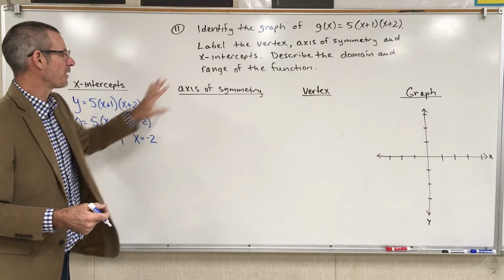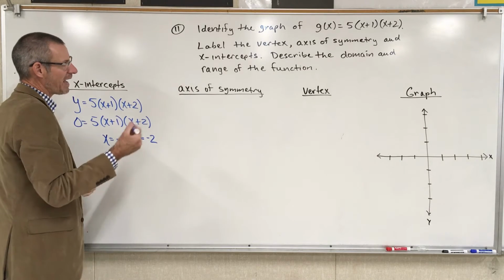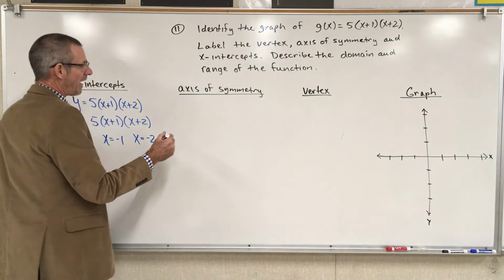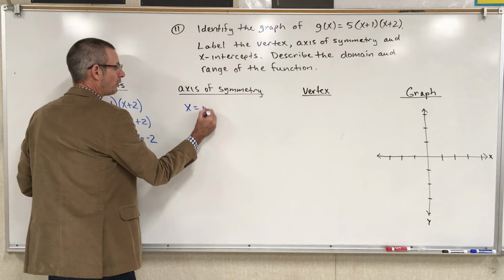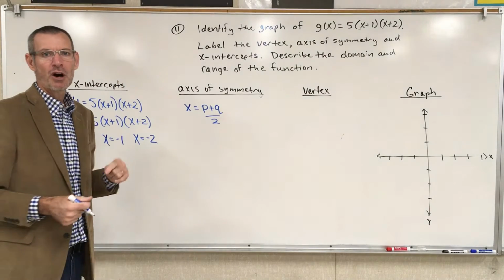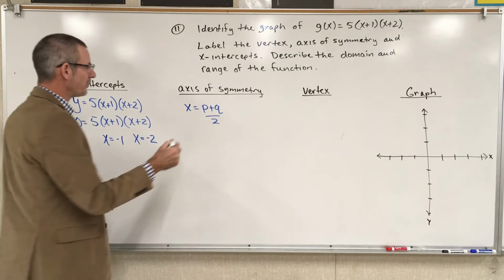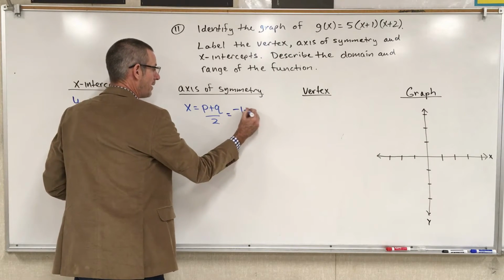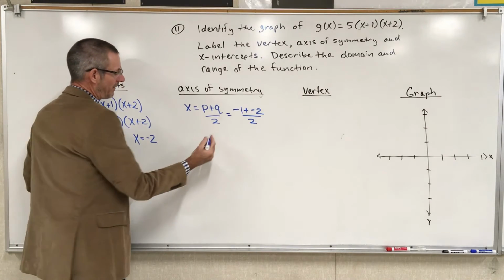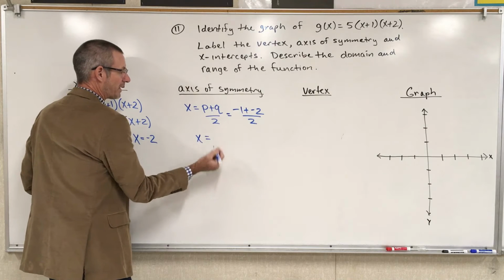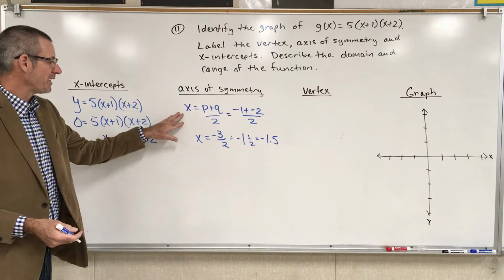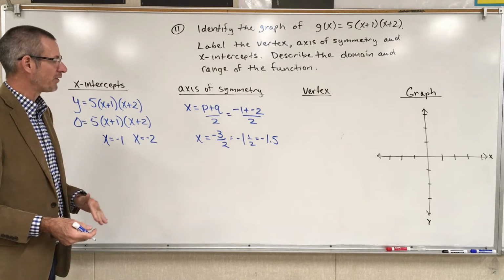The next thing I'm going to do is look for the axis of symmetry. To find the axis of symmetry, which is the same thing as the x-coordinate of the vertex, I'm going to use this formula: x equals p plus q divided by 2, where p and q are the x-intercepts. So this turns into -1 plus -2 divided by 2, and that'll give me an x-coordinate of -3 over 2. So my axis of symmetry is x equals -3 over 2.